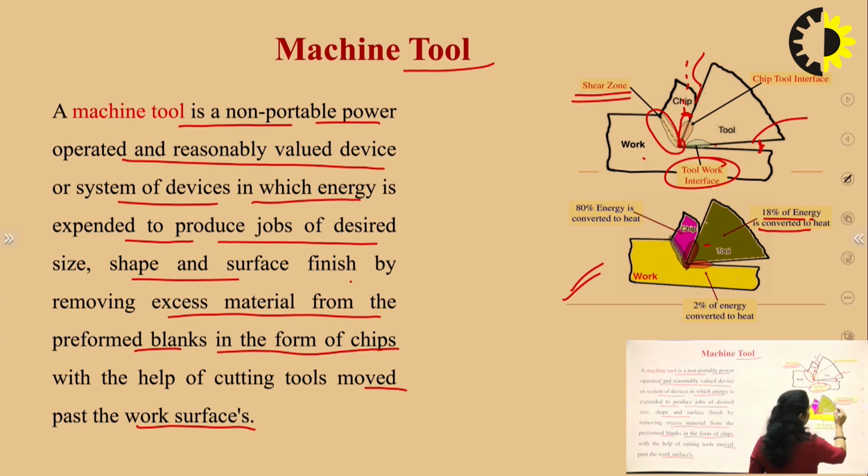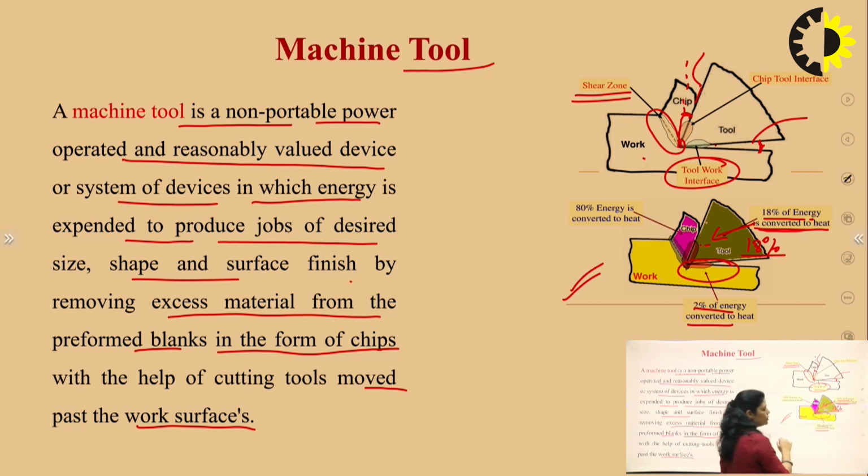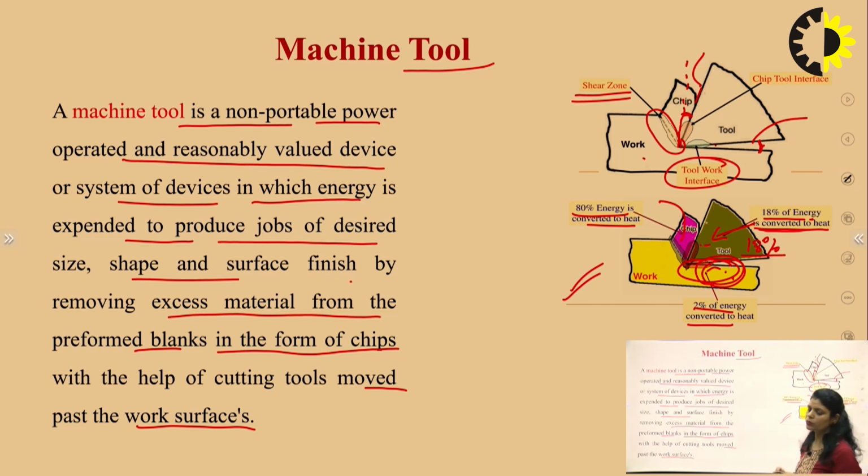18% of energy is converted to heat in the tool, 2% of heat will be transferred to the workpiece and 80% of energy will go along the chip, because if more of the workpiece gets heated, meaning more energy is transferred there and converted to heat, then our workpiece properties will change. So here we can see only 2% of energy is converted to heat in the workpiece, 18% of energy will be in the tool and 80% of energy will be in the chip.